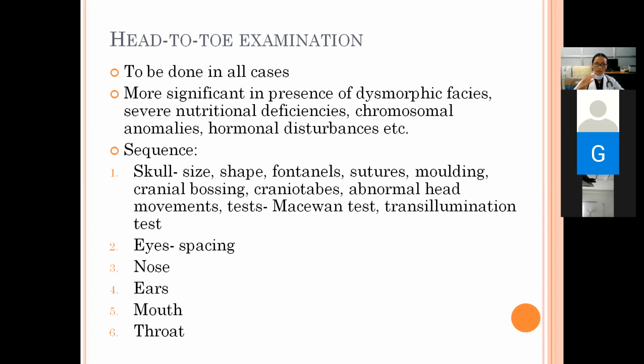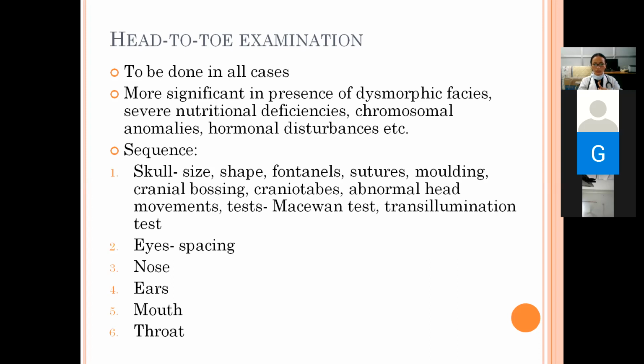The sequence, obviously, head-to-toe means up to down. So skull first of all. In the skull, you have to note the shape and the size. After seeing the anthropometry, you'll know the chart and the normal head circumference of the child. So from the size of the skull, you see if there's a macrocephaly or a microcephaly. Then you have to see the shape of the skull: normal, or some abnormal shape like brachycephaly, oxycephaly, dolichocephaly. Then look at the fontanelles.